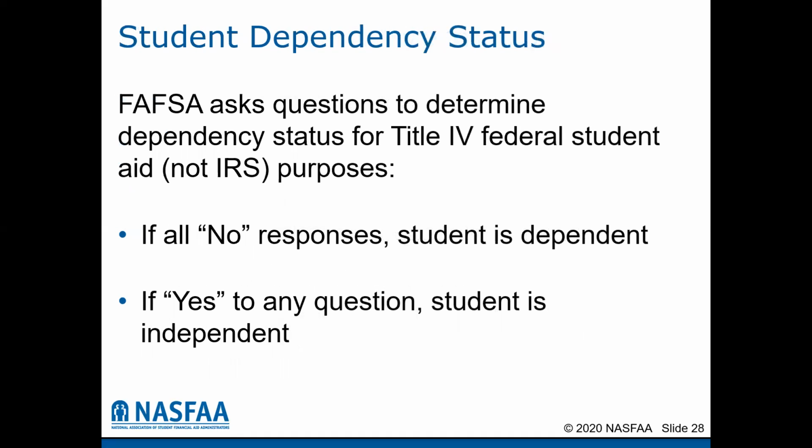Student dependency status. So the FAFSA asks questions to determine dependency status for their Title IV federal student aid, not for IRS purposes. So students will be asked 10 questions. Some examples are: are you married or separated but not divorced? For most students coming from high school into college directly, that will probably be no.